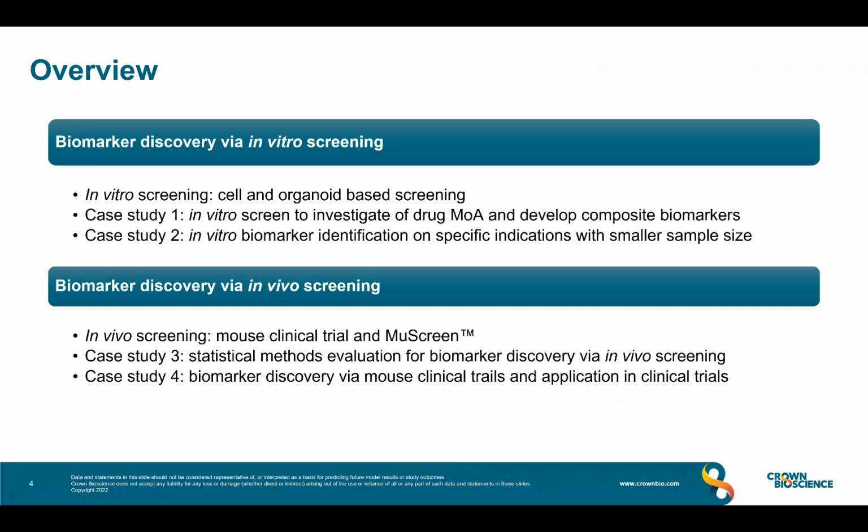Relying on these powerful data, we are able to perform preclinical biomarker discovery via in vitro and in vivo screening, which leads to the main topic of our webinar today. I will introduce large-scale preclinical screening by in vitro and in vivo models separately, and based on in vitro and in vivo outcomes, how to perform predictive biomarker research, using 4 case studies as examples.